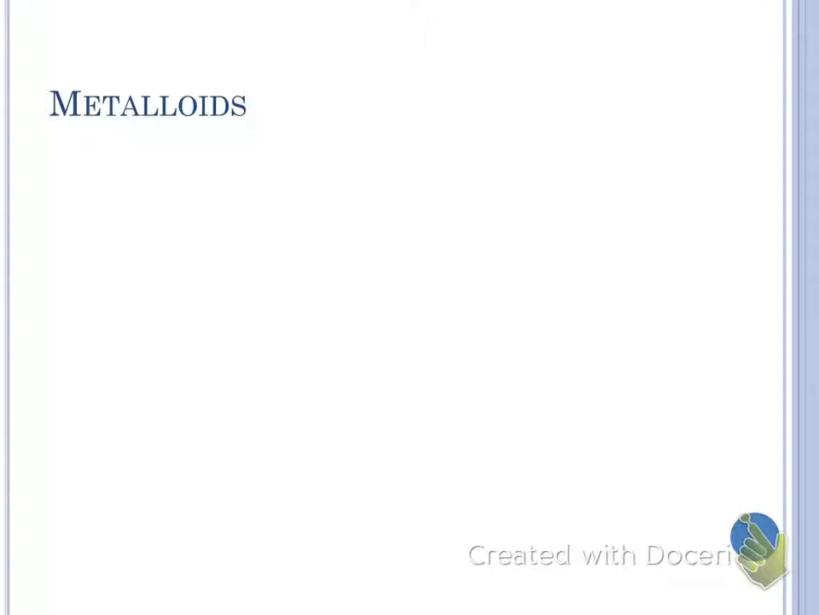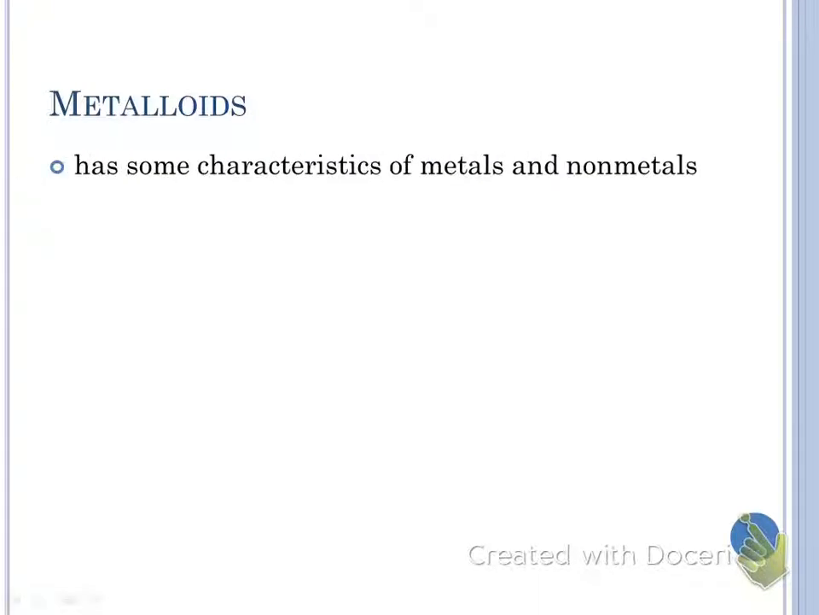Last little section here is metalloids, and on your periodic table, those are the orange. The metalloids surround that stair step. That stair step that you drew on your periodic table, metalloids surround on either side. Metalloids are just what they sound like. They're kind of metals, but kind of not. So their characteristics fall right in between metals and nonmetals. There's some of each.